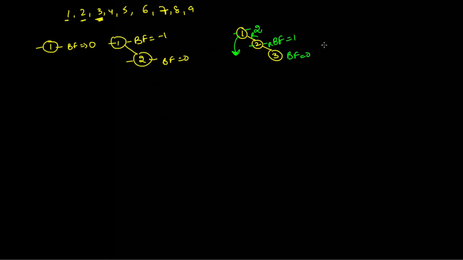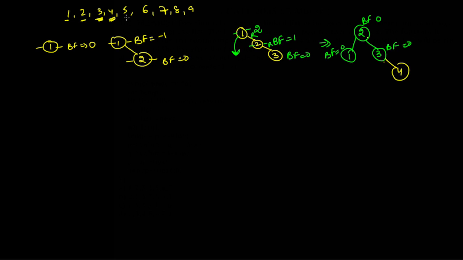Okay, so the tree will look something like this: 2, 1, and 3. Now try to find out the balance factor. So the balance factor is 0. Here also the balance factor is 0. And here also the balance factor is 0. Now let us see what is the next data. The next data is 4. So 4 is greater than 2. It is greater than 3. Therefore 4 should come here.